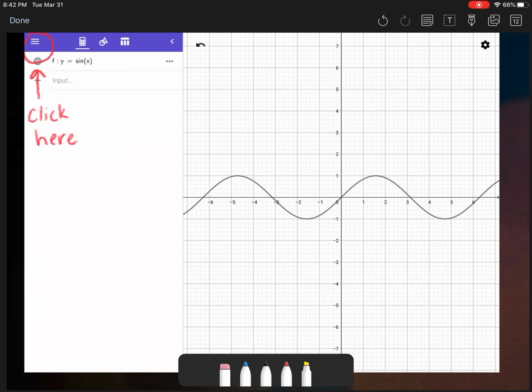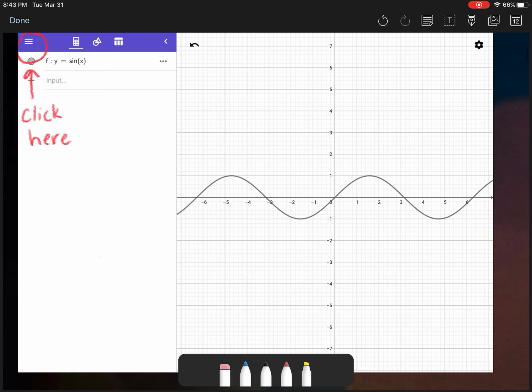Again, just a couple of characteristics. Remember that the sine graph goes through the origin, okay? And this is an example of one full sine curve from 0 to 2 pi. Okay, so right around there would be 2 pi, where it crosses back at the x-axis over here.